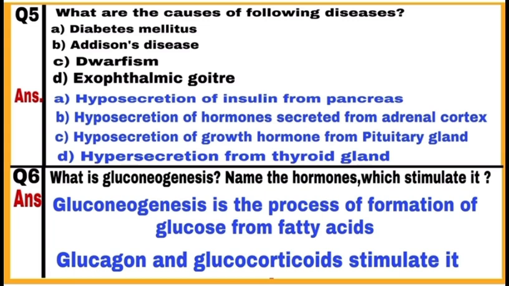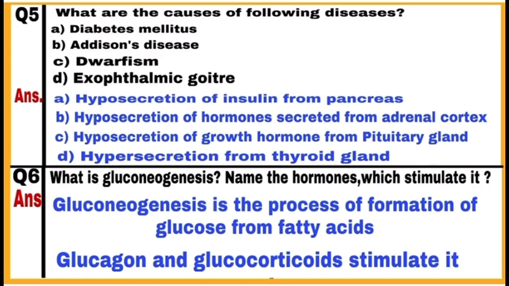B. Addison's disease. It is caused by hyposecretion of hormones secreted from adrenal cortex. C. Dwarfism. It is caused by hyposecretion of growth hormone from pituitary gland. And D. Exophthalmic goiter. It is caused by hypersecretion of hormones from thyroid gland. Question number 6. What is gluconeogenesis? Name the hormones which stimulate it.